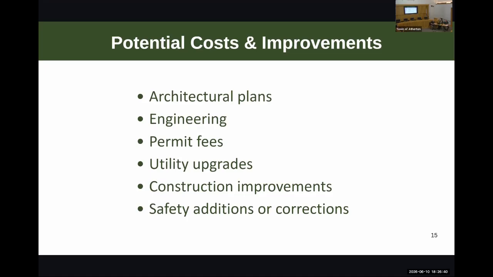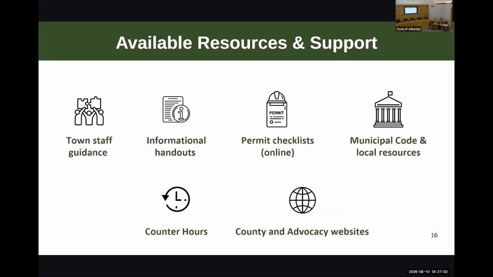And safety additions or corrections. So you may have some additional things that may need to be done, perhaps a few stairs to get in, or handrails, smoke alarms, carbon monoxide alarms. You may need to do some improvements here and there, roofing, what have you. But that's what we would need to look at to make sure that everything gets brought in.